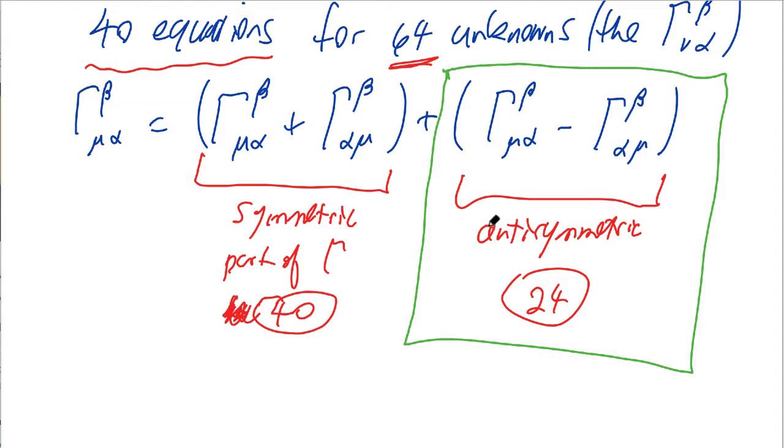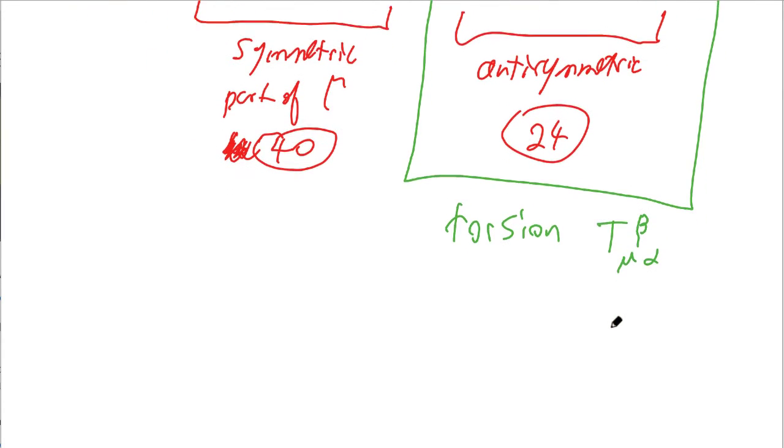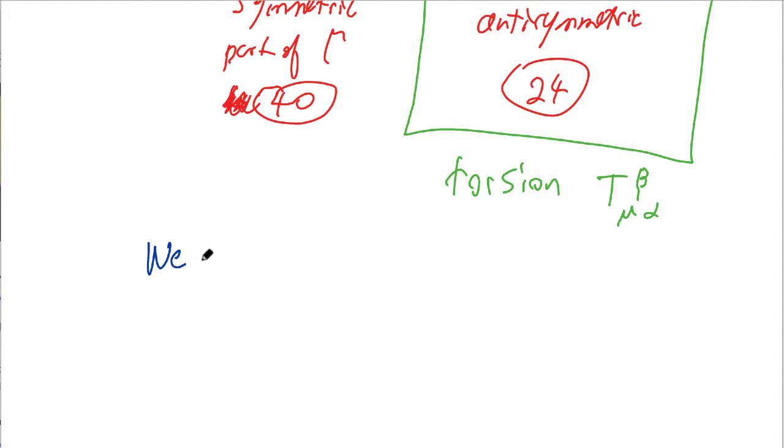That's this part. This part of the Christoffel symbols is usually referred to as the torsion. So this is actually given the symbol T, beta mu alpha. And if we think of this as a matrix in the lower two indices for a fixed value of beta, it's anti-symmetric in these lower two indices. Well, the standard assumption in general relativity is that the torsion vanishes. So we will assume that T, the torsion, is equal to 0.